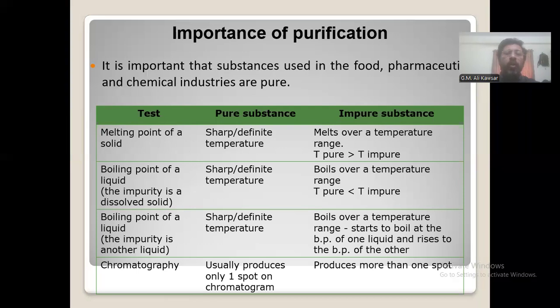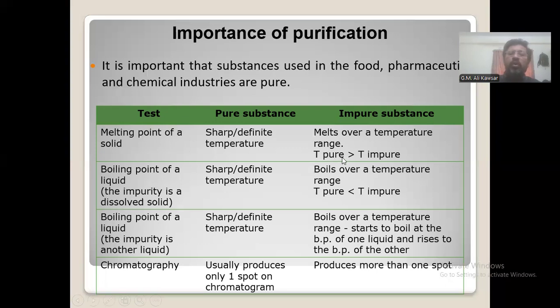For example, to understand whether a solid is pure or impure, we can measure its melting point. We know every solid substance has a definite melting point, right? For example, ice melts at 0 degrees. So if it melts exactly at its melting point, then we will understand it is pure. But if it melts at more than its melting point, then definitely some impurity is there.